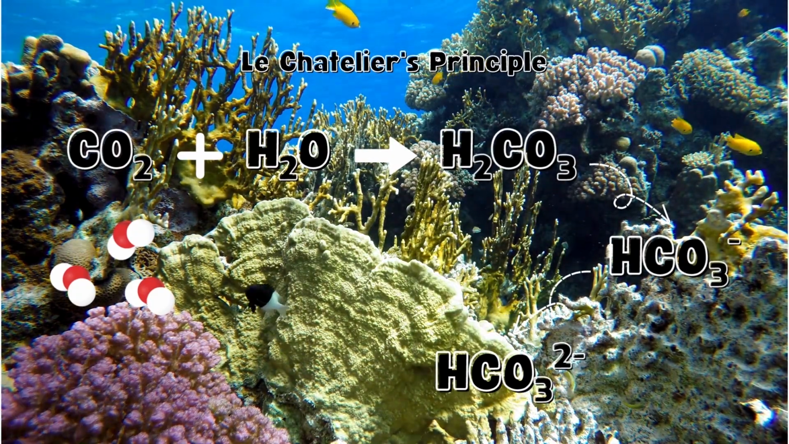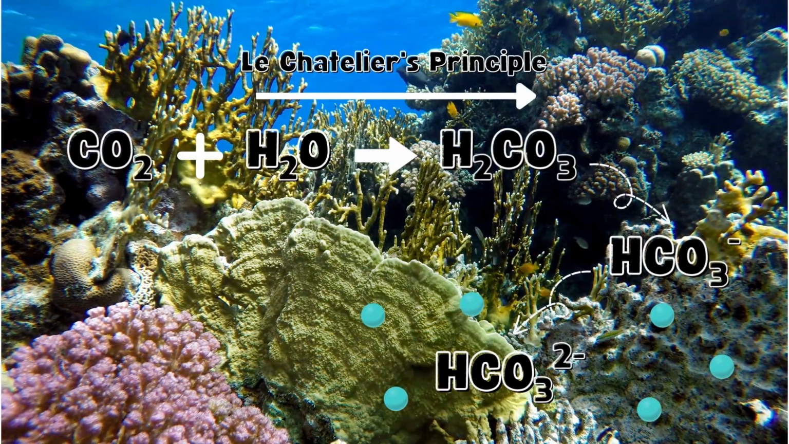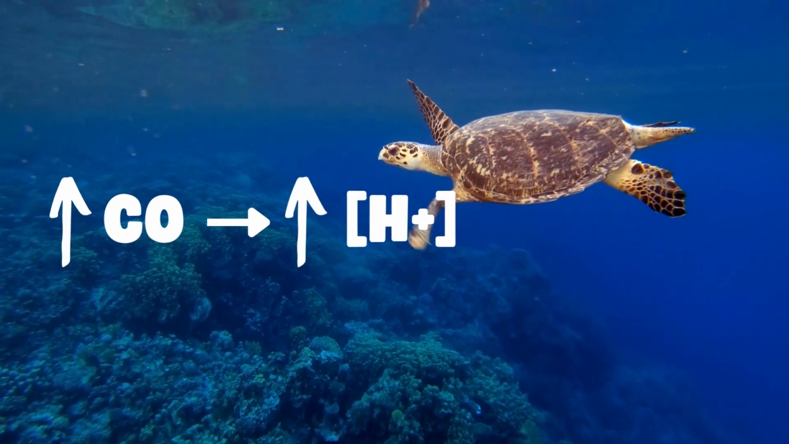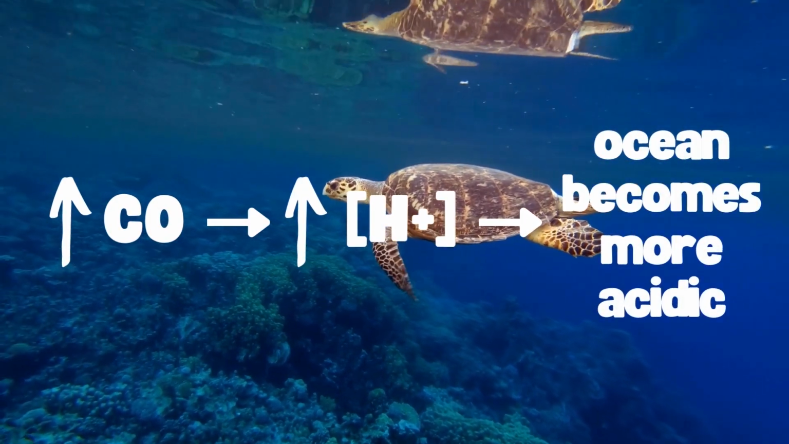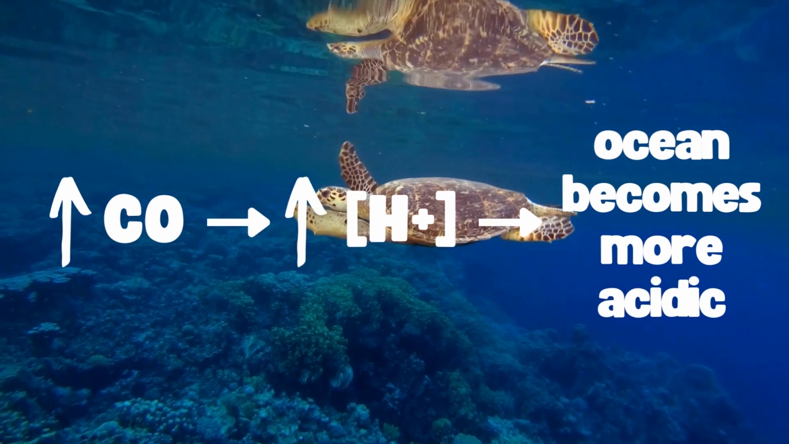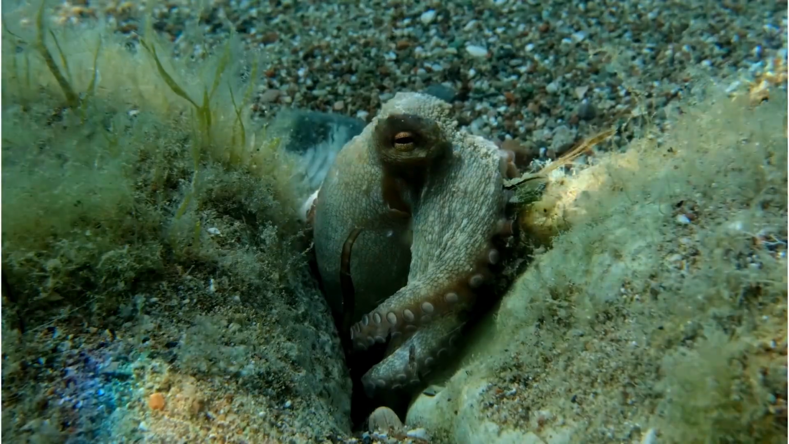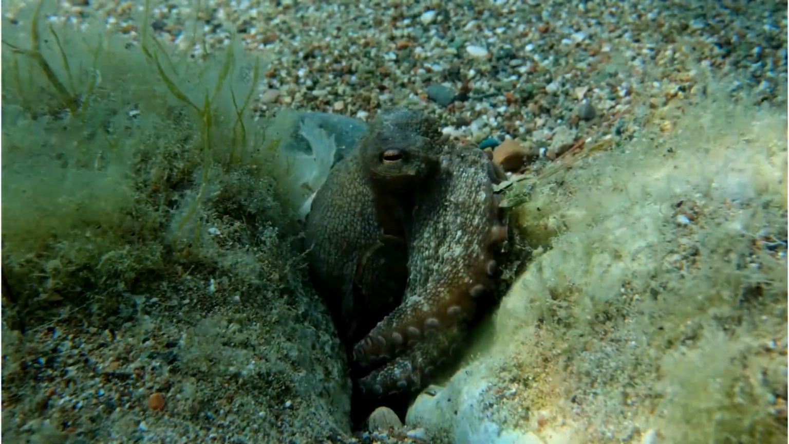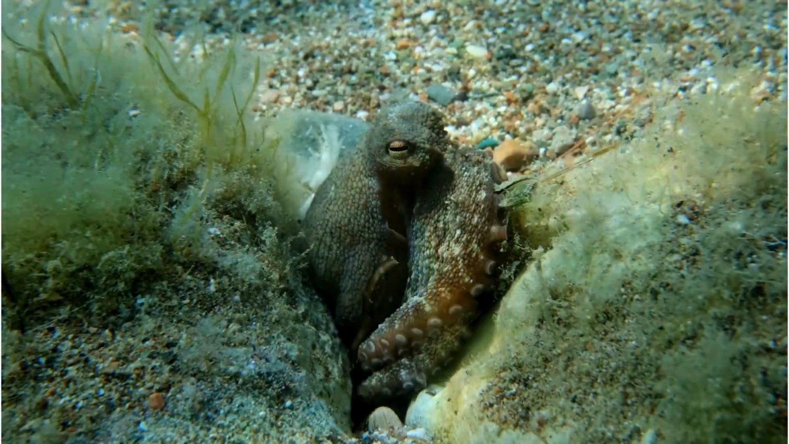Le Chatelier's principle states that any imbalance should be equalized by a shift in the direction of the equation. Simply put, the more carbon dioxide dissolved, the more carbonic acid and H plus ions are produced, making ocean water more acidic. While humans don't really feel or see the phenomena, the rising acidity of our oceans significantly affects various marine organisms and the environment they reside in, both directly and indirectly.